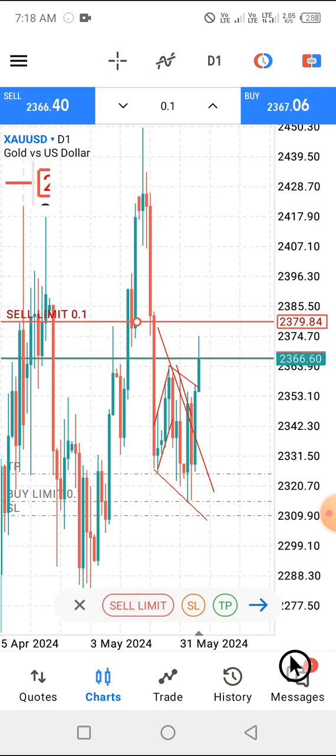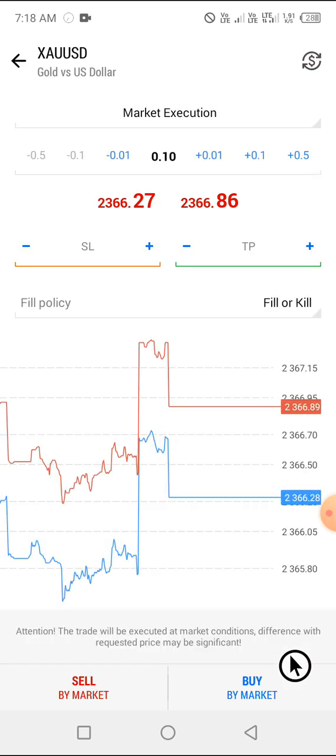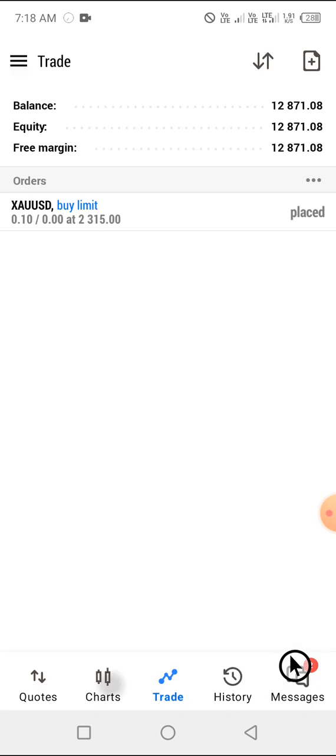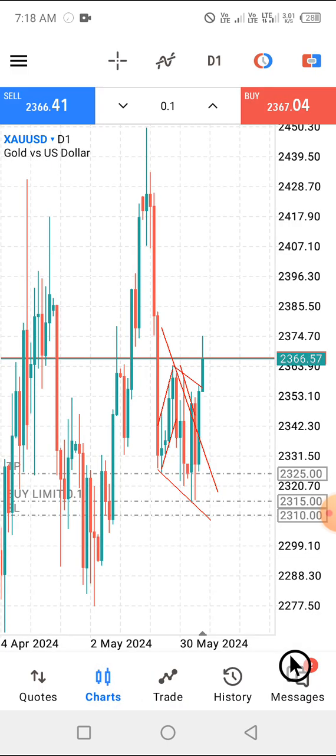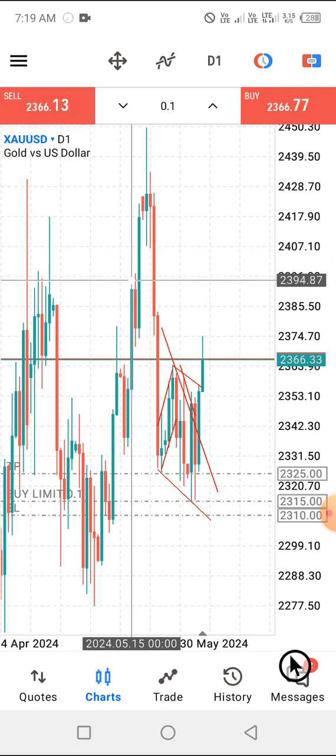So if we want to go about the sell limit, we do the same thing we did with the buy limit. Let's go about the sell limit. We'll click on trade again. First of all, we'll do our analysis, guys. Let's assume that we've already done our technical analysis. So I'm going to come around this region.